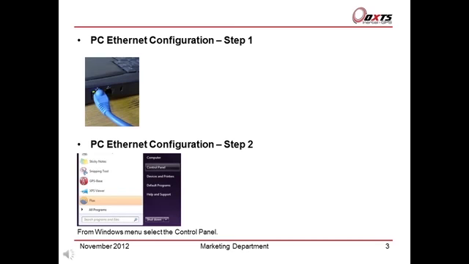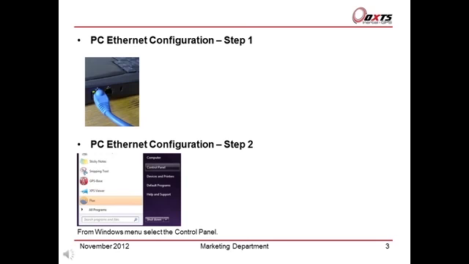Now let's look at the PC Ethernet configuration step 2. The PC may already have a TCP/IP network configuration. This may need to be changed before you can connect to the RT. Changing your network configuration may prevent your computer from working on your current network.